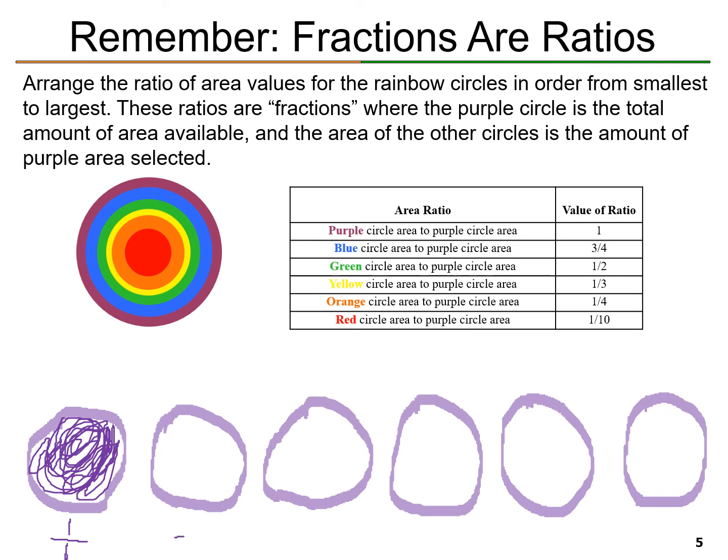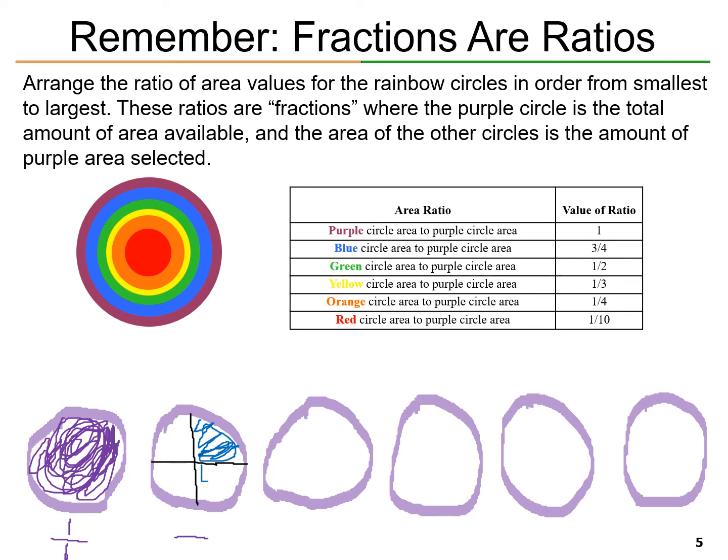Now let's go over here to the next entry, the blue circle area to purple circle area. And we're saying that that ratio is 3/4. So I'm going to draw it in a different fashion than what's represented up here. First of all, I'm going to divide my circle into 4 pieces. 1, 2, 3, 4 pieces. And if we look at the fraction, it says that the numerator is 3. So that means that we have selected 3 parts. So let me go ahead and select 3 pieces of the circle.